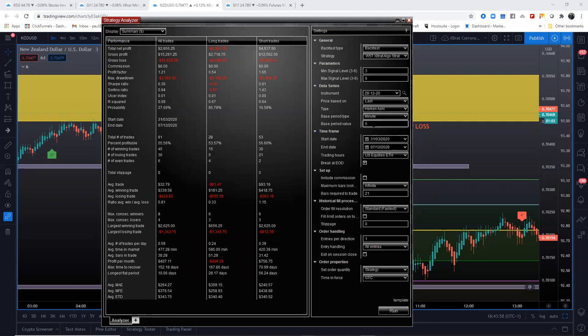I mean, NQ, if you've got a decent size account balance, on that 1 minute that averaged $30,000 a year. I mean, that's just one trade. So really, really cool.